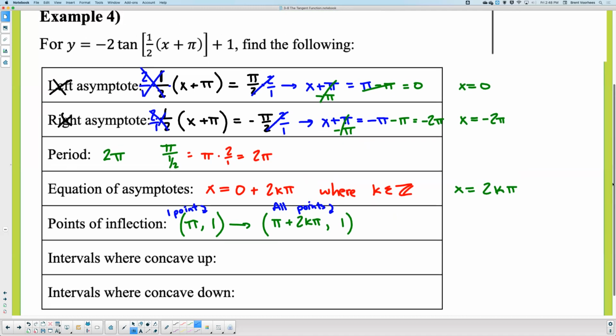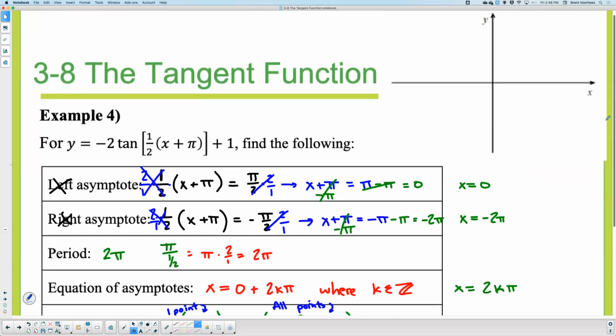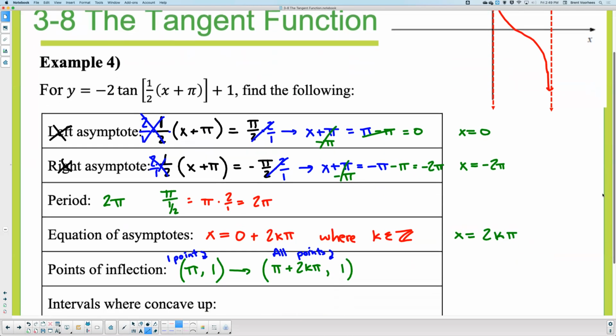Now, where is it concave up? Let me show you. If we were to graph this real quick, this is a negative 2 tangent. That means it's a tangent that decreases like this on its domain with those asymptotes that we already found at 0 and negative 2 pi and positive 2 pi. So what's going on over here? Is this concave up or concave down on this side of the point of inflection? Concave up. What's happening on this side? So from 0 to pi, it's concave up. From pi to 2 pi, it's concave down.